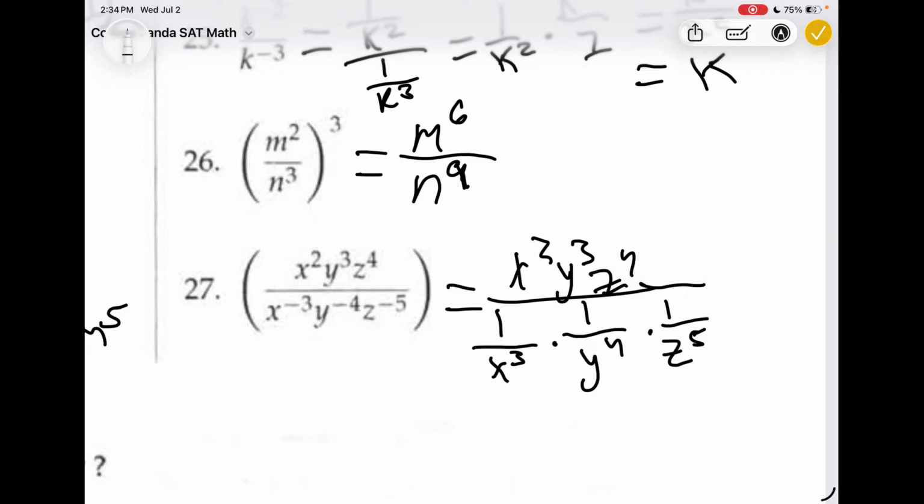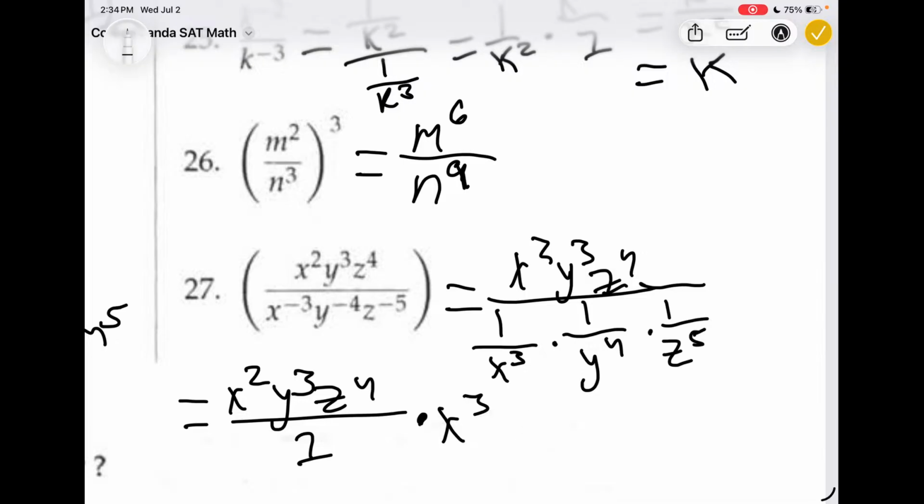And then we would keep, change, flip all this, and we'd get z x squared y third z fourth over 1 times x third times y fourth times z fifth. And then what?